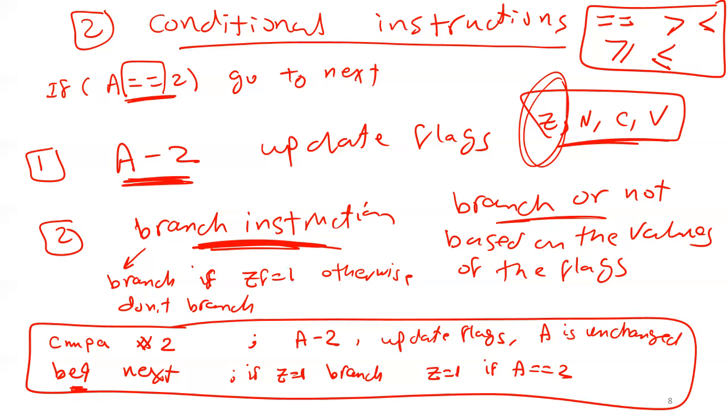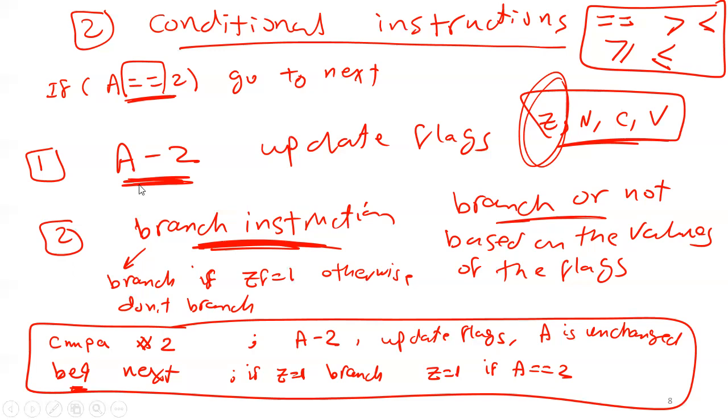And then next one here, so you have to use two instructions together. One subtraction to update the flags. Second one, you have to use one of the branch instructions that we are going to teach now. Okay? And this branch instruction are going to look at the flags. And based on the value of the flags, you are going to branch or not. For example, in this specific example, look here, guys.